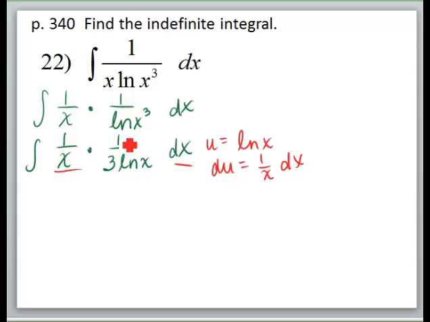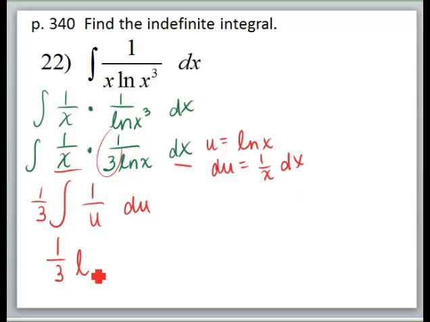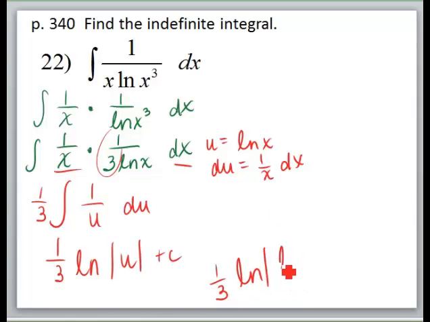This 1/3 we can actually pull out front, so I can say this is 1/3, and then I have my 1 over u, this was u, and then I have my 1x dx by my du. So I can finish this off just by saying it's 1/3 ln absolute value of u plus c. So it's 1/3 ln of absolute value of ln of x plus c.